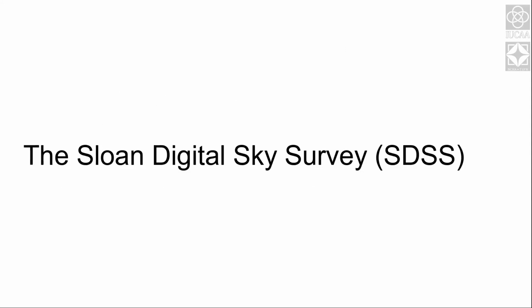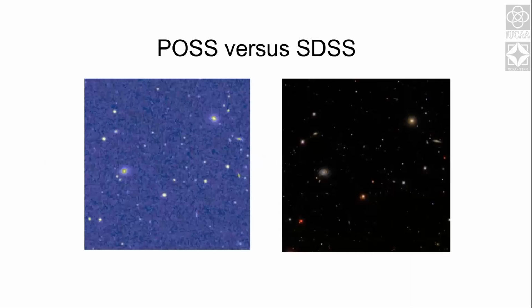I also wanted to mention the Sloan Digital Sky Survey, which is a digital survey of the entire sky. What you see here on the left is the Palomar Observatory Sky Survey, the digitized sky survey with the APM plates. On the right is the same part of the sky with the Sloan Digital Sky Survey. You can readily see that both the sensitivity and the resolution of the SDSS is far superior to what you get with the photographic plates.